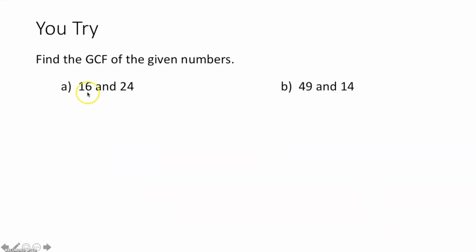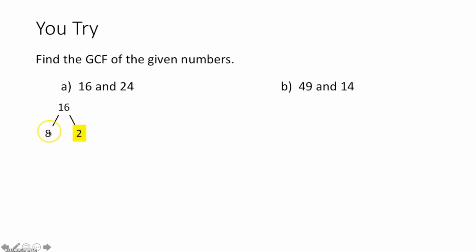Okay, doing the same thing. So we're going to break 16 and 24 down into their prime factors. So we start with 16. What two numbers multiply together make 16? Well, there's a couple options, but I'm going to pick 8 and 2. Once I've done this, I see that 2 is already a prime number. So that is going to stop this branch.